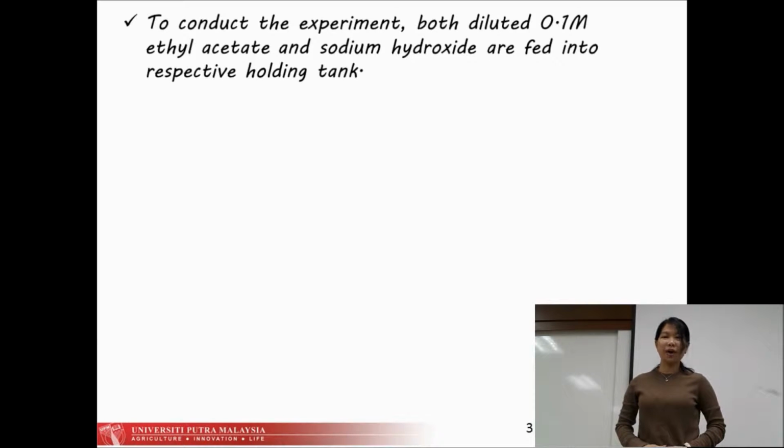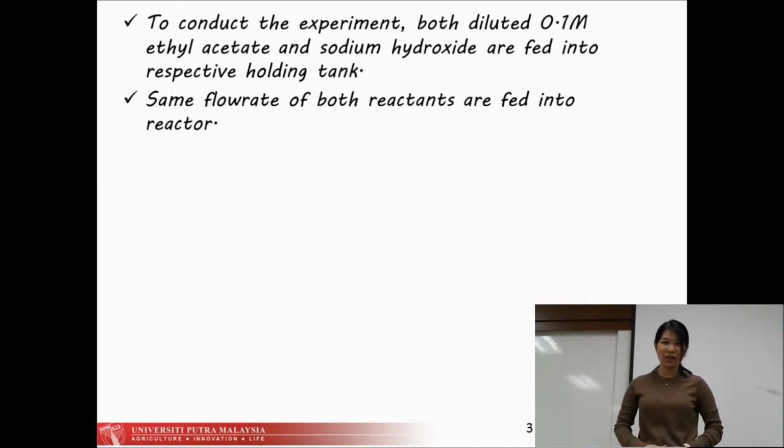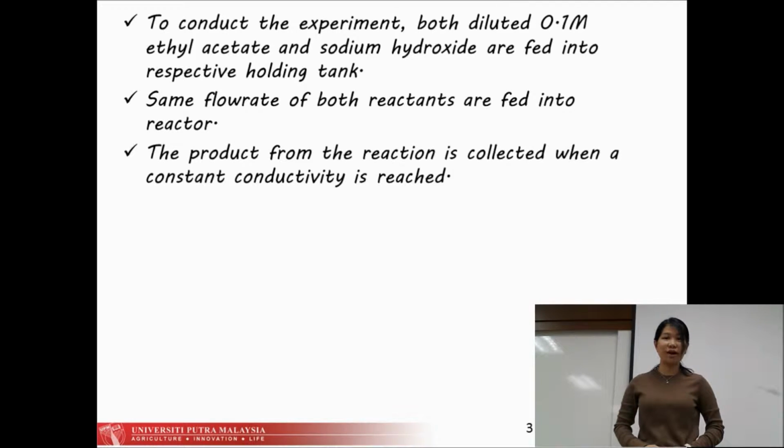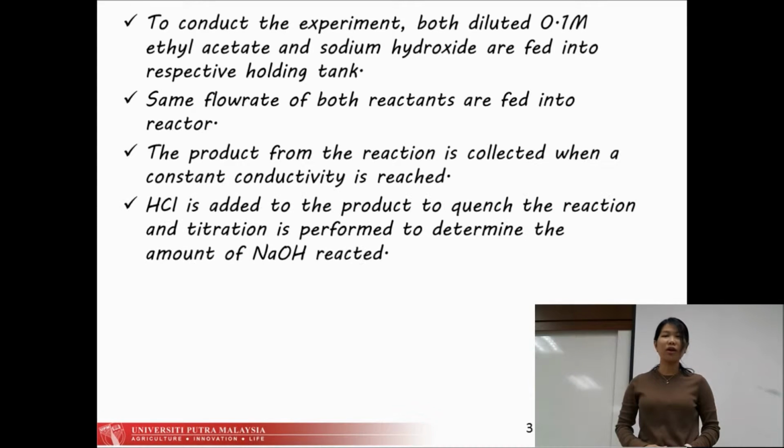To conduct the experiment, both diluted 0.1 molarity ethyl acetate and sodium hydroxide are fed into respective holding tanks. Then, the same flow rates of both reactants are fed into the reactor. When a constant conductivity is reached, the product from the reaction is collected.